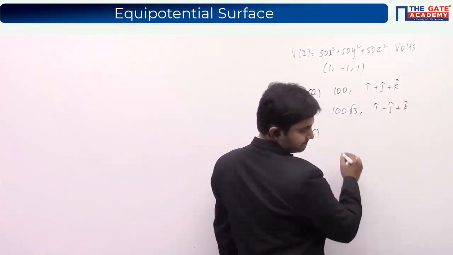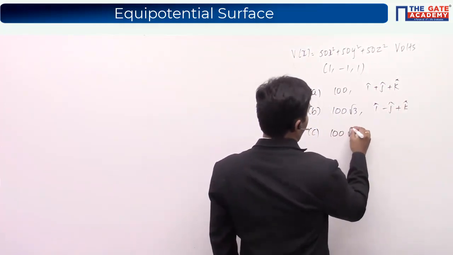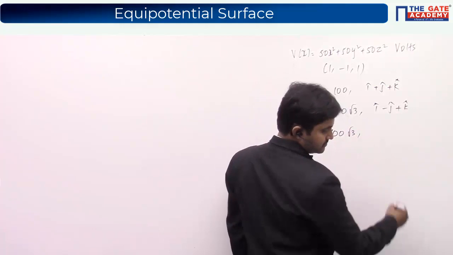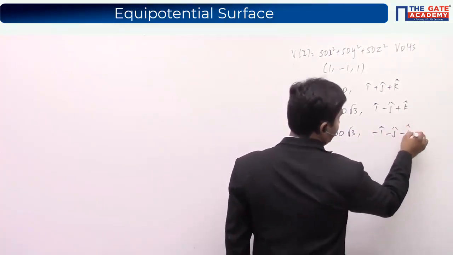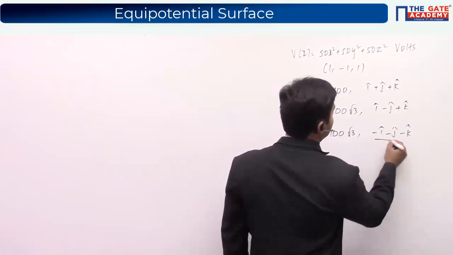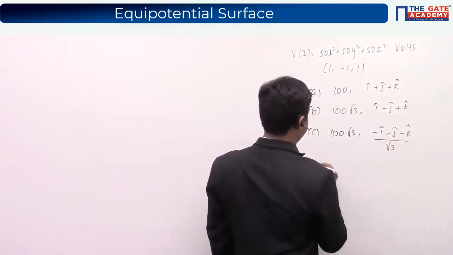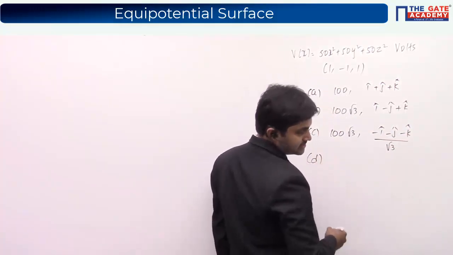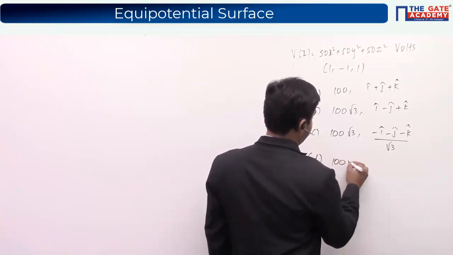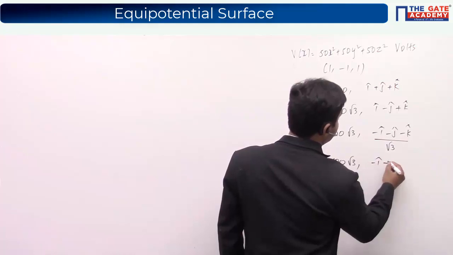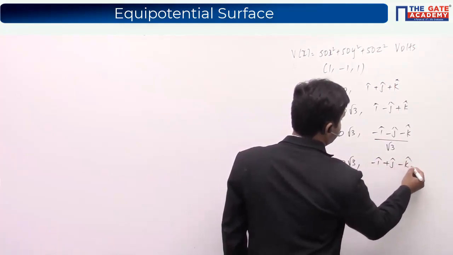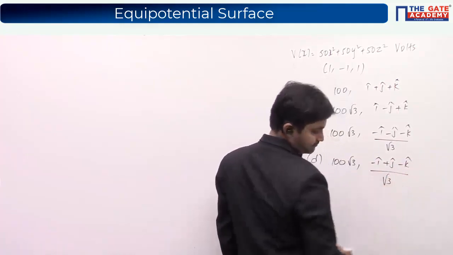Option C, 100 root 3 minus i minus j minus k by root 3. And option D is 100 root 3 minus i plus j minus k by root 3.